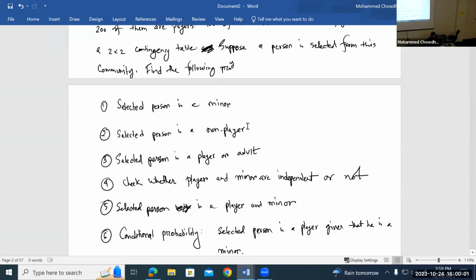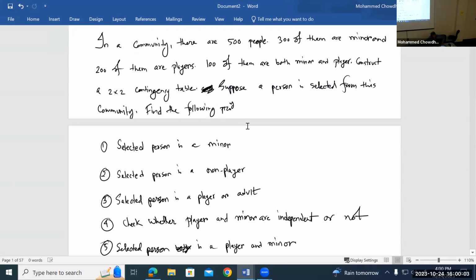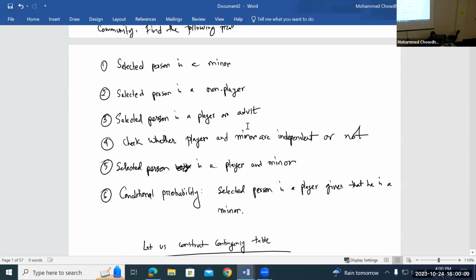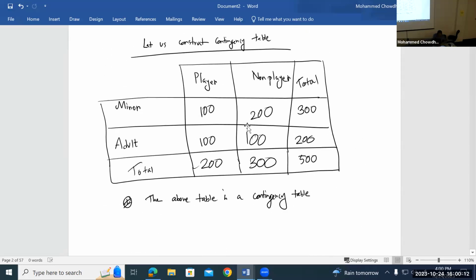Okay. After that, suppose a person is selected from this community. Find the probability the selected person is a minor. Can anyone of you tell me how can I find it? What will be the probability? 3/5, because 300 minor, 500 total people. So this should be 3/5.